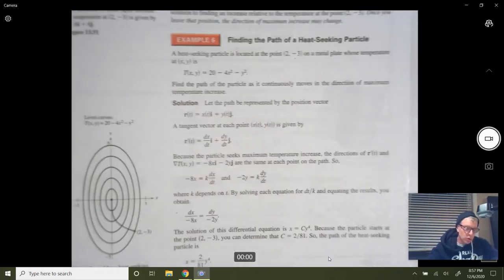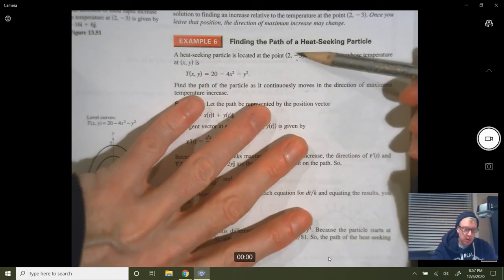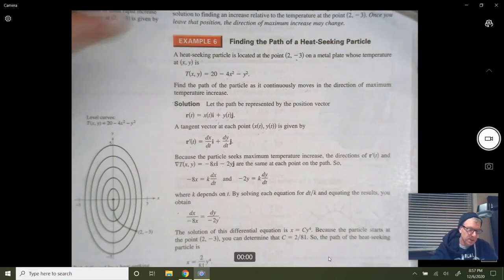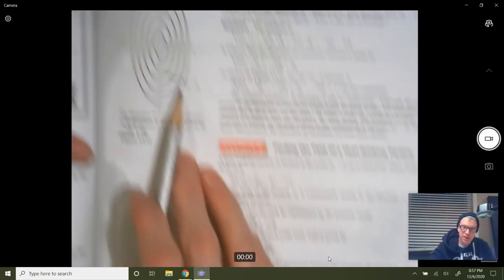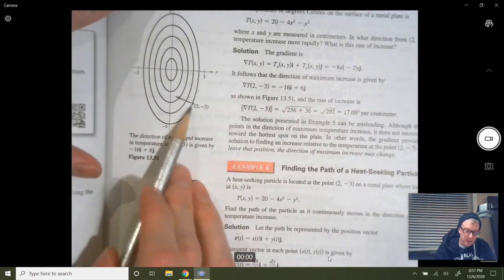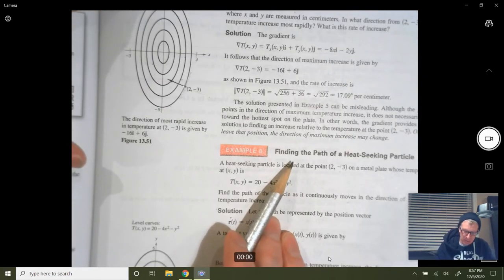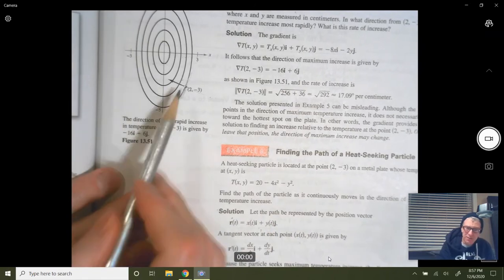All right, so we're going to look at example 6 now, which is basically a continuation of example 5. In example 5, all we were trying to find was a vector in the direction of maximum increase at a given point, just at one single point. Now this one is asking a little bit more. It wants the path of that particle.